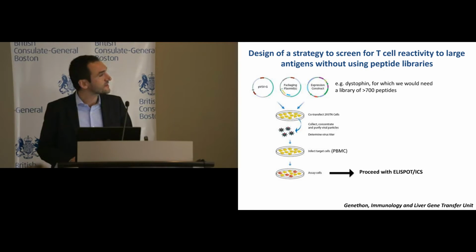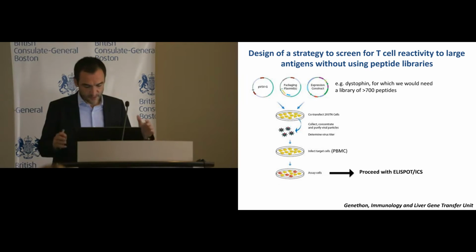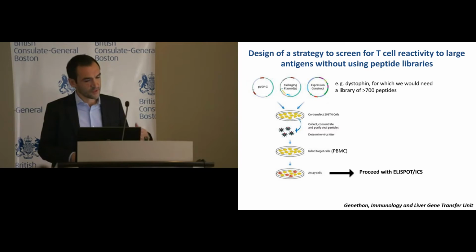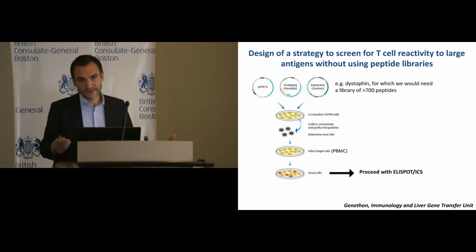And finally, this is another set of slides that I wanted to introduce here. We also developed an assay to screen the T cell reactivity for large genes. This was really something that we did because we are also very sensitive to T cell responses to the transgene product, and at Genethon we are very interested in muscular dystrophy. So if we wanted to screen for T cell reactivity against dystrophin, we would need a peptide library of about 730 peptides, and this is really a problem.